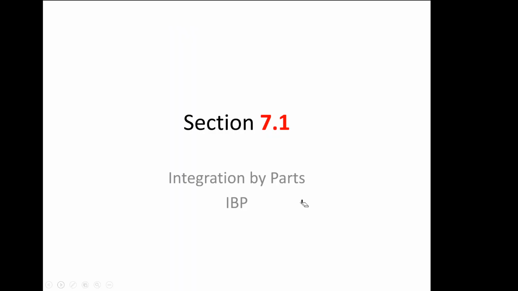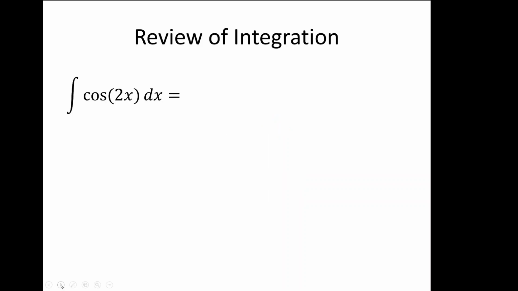Okay, in this section I'm going to refer to a particular method of integration by the acronym IBP, and it stands for integration by parts. Before getting to that new algorithm, I want to review integration. A review video of integration can be found prior to this one.